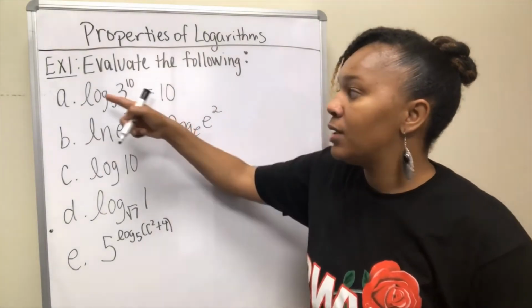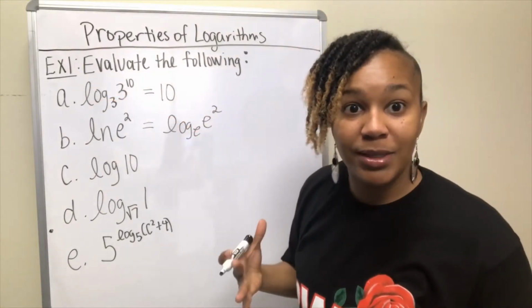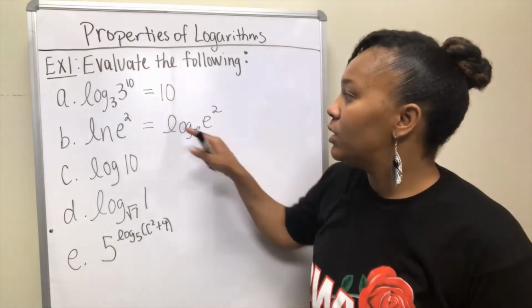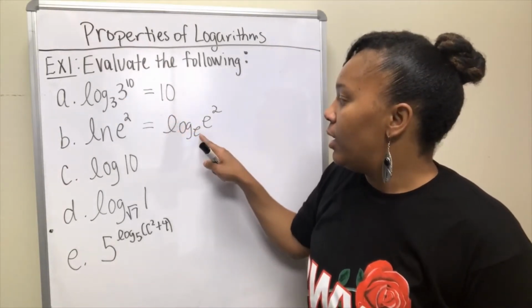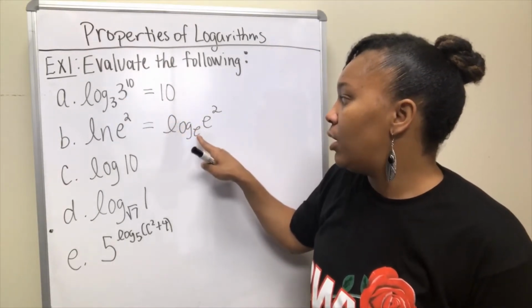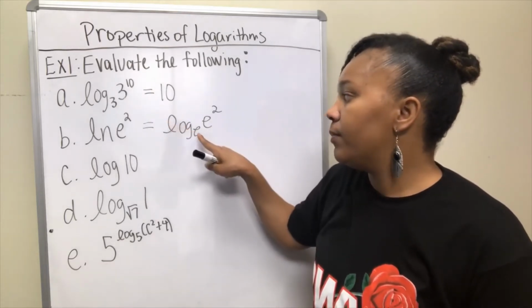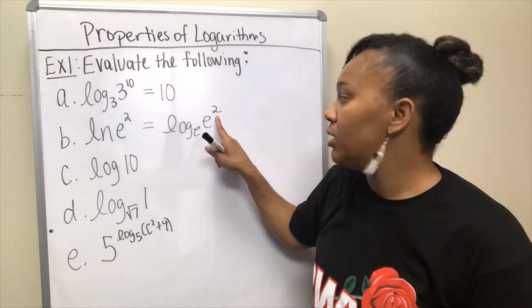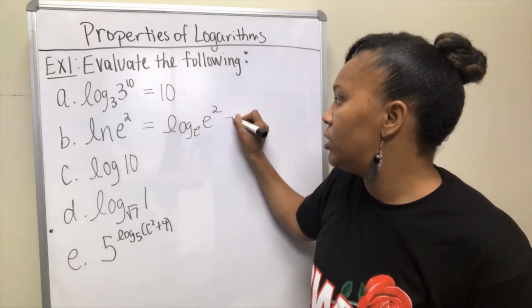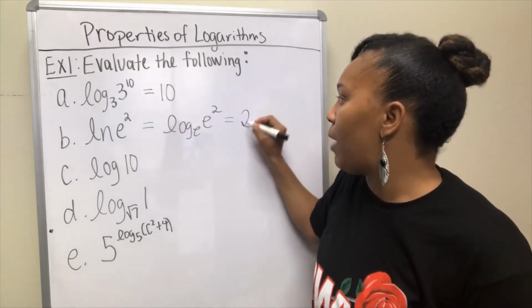So this one looks like the last one. This one looks like part A, except the bases are different. So the base here is the same as this base. I mean, it's different from the 3. But these bases are the same. And so all of this goes away and it leaves you with just 2. So again, that's using property number 3.